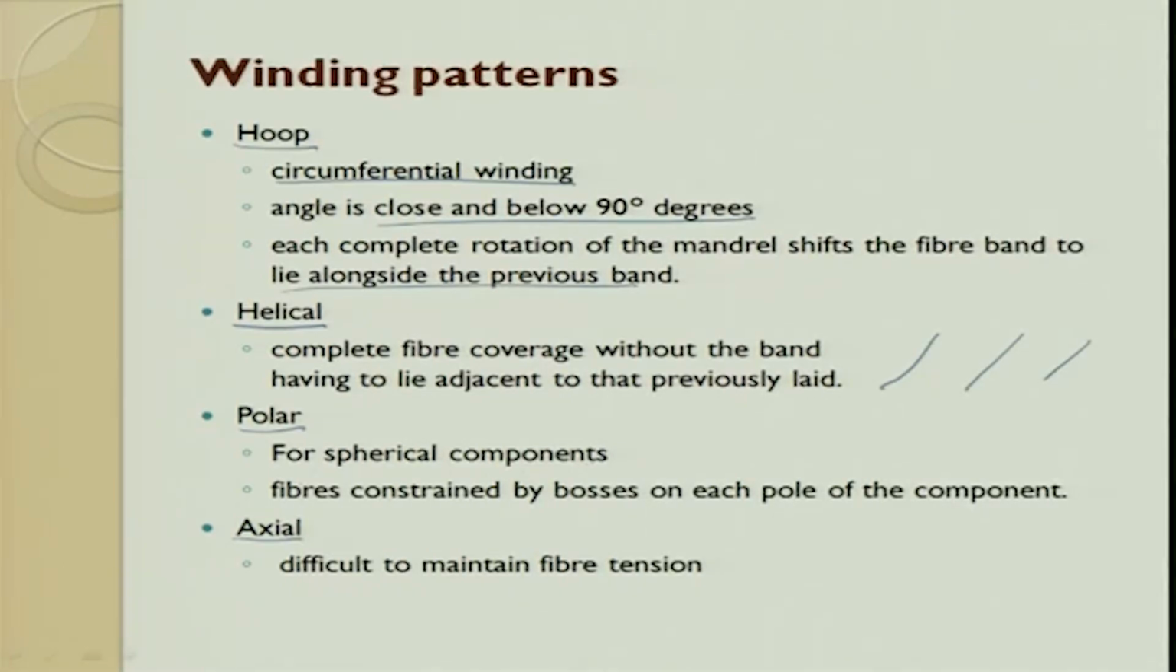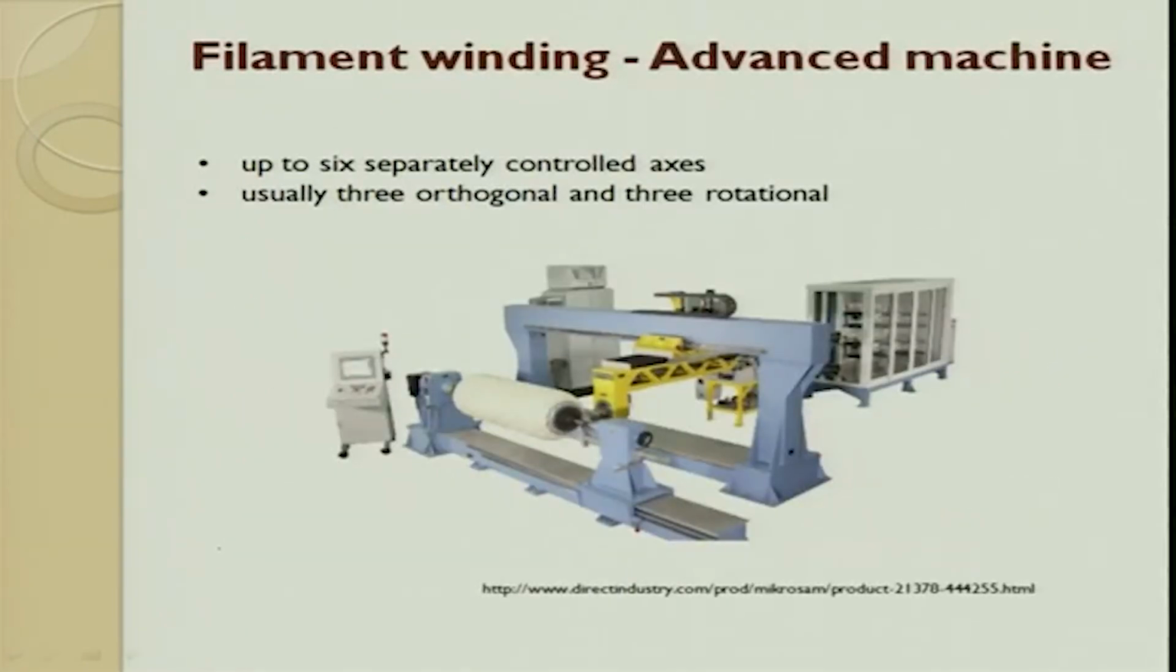Polar is for spherical components, with the fiber constrained by bosses at each pole of the component. You can also have axial, which makes it difficult to maintain fiber tension. This is also there. So, these are some of the advanced machines which are available today. This is a fiber storage rack, where all these things are there. So, you see now this can move up and down at an angle, and this also rotates. Up to 6 separately controlled axes are available today. Usually 3 are orthogonal and 3 are rotational to make cylindrical pipes.